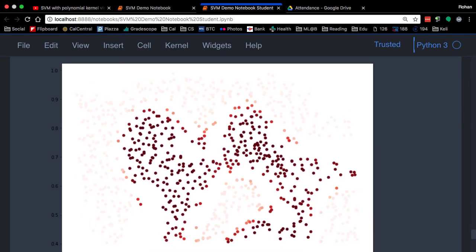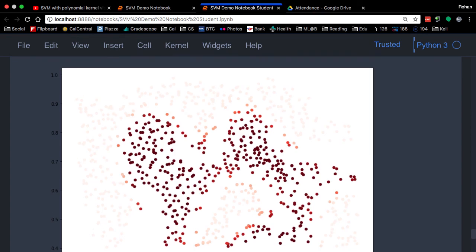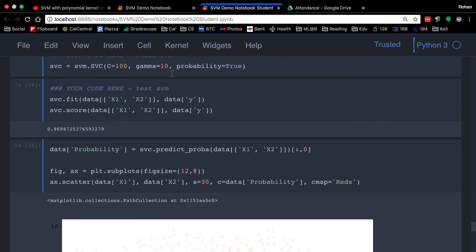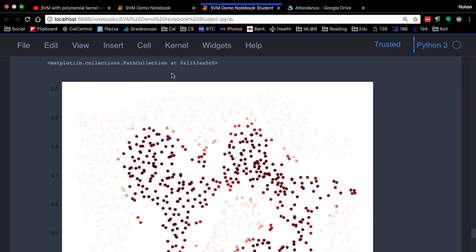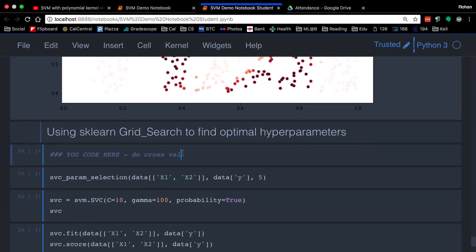So with gamma equals 10, it got most of the points, but there are some points that are misclassified. These ones here, these ones here, these ones here, right? What I want is to get the best accuracy that I can. I could go up here and fiddle around with a bunch of values of gamma, but that's not what I've learned to do. We learned about this tool called cross-validation. So let's do cross-validation.